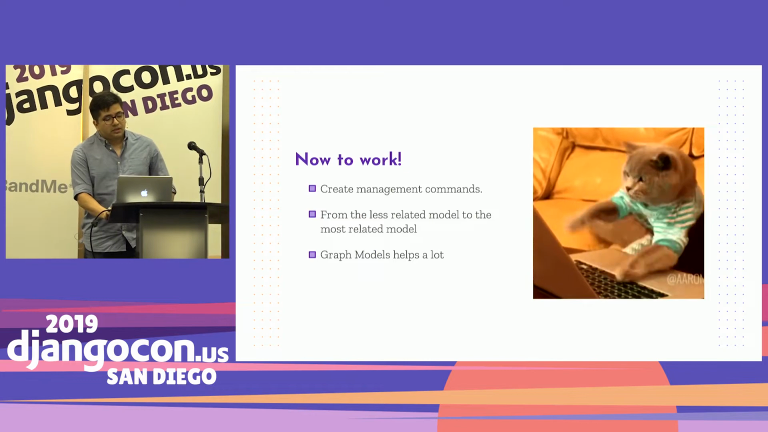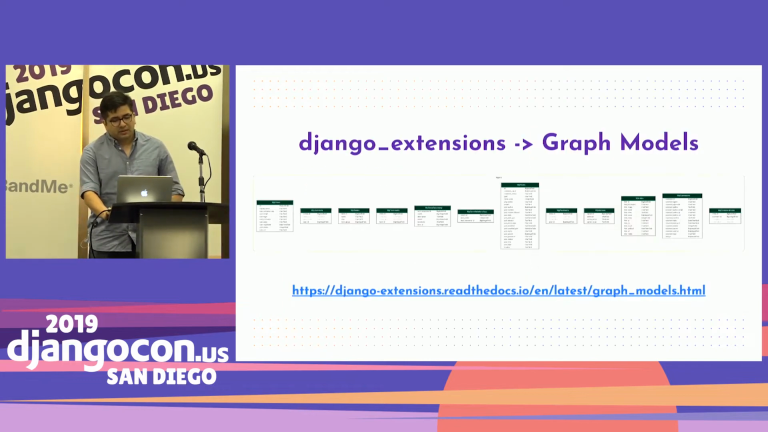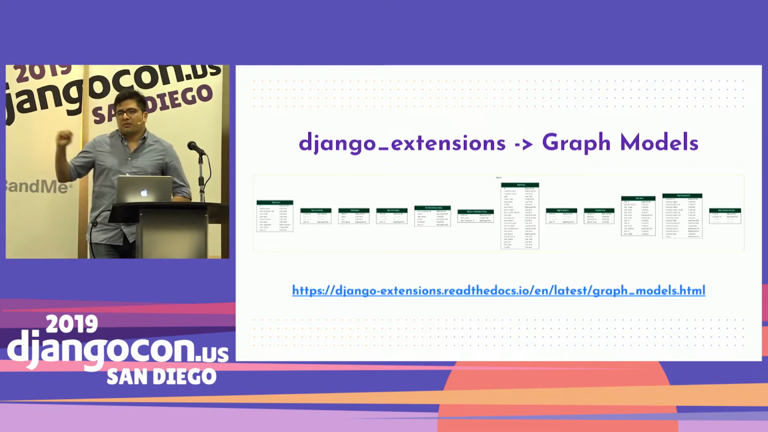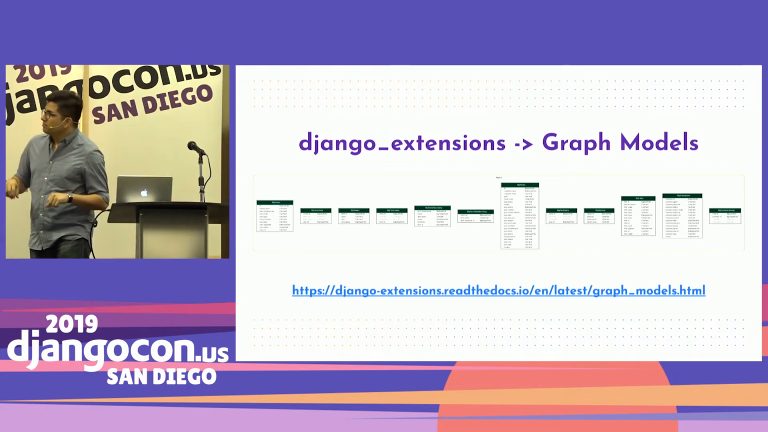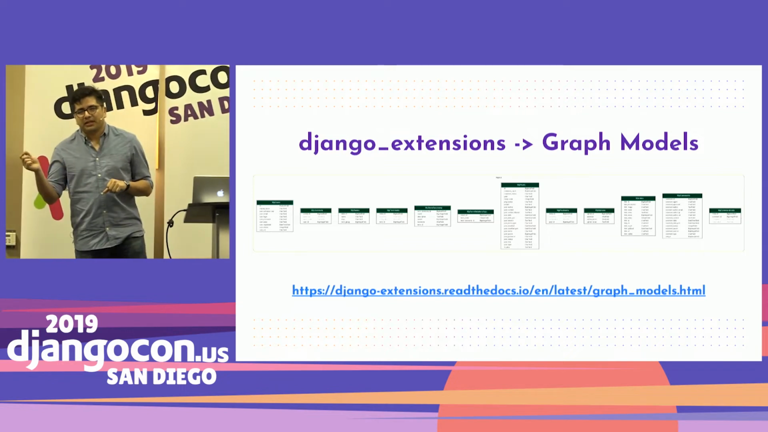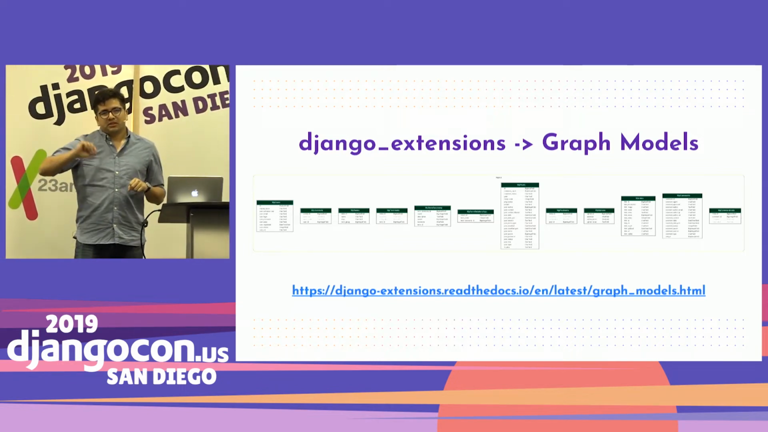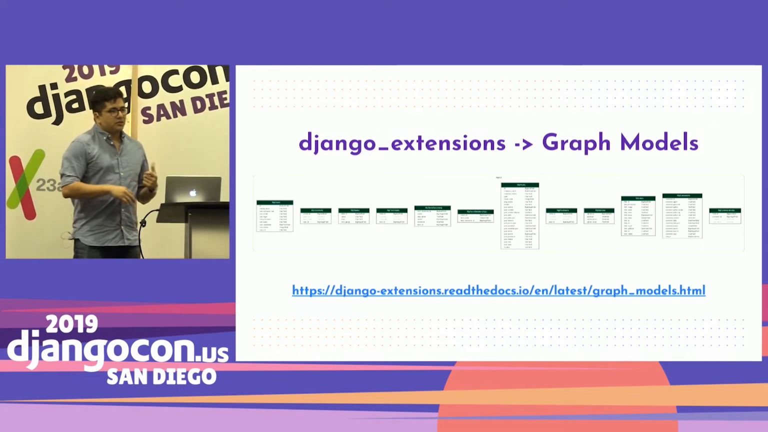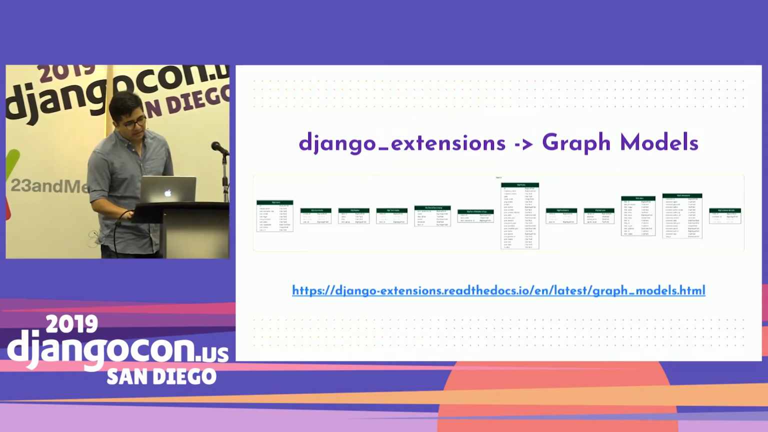And this graph models command helps a lot because, in this case, it doesn't show any relationships because WordPress doesn't have them. But if the database has foreign keys, you will see the relationship between each table, so you can know each dependency that it has.